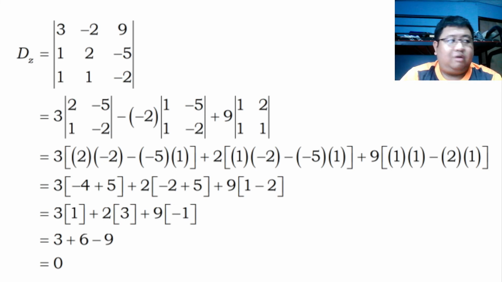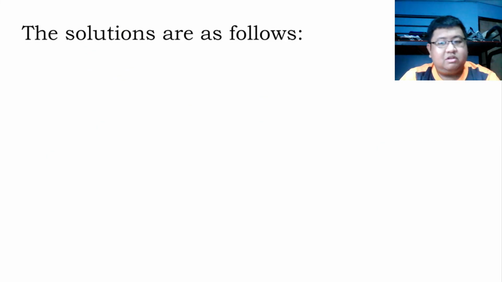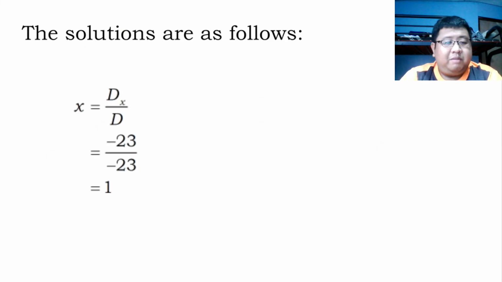Now that you have all 4 determinants evaluated, you're going to use them in your divisions to find the solutions. So the solutions are as follows. Remember, you have your dx and your d, and their quotient, you divide. So you find their quotient. Negative 23 divided by negative 23. That's equal to 1. So therefore, x equals 1.